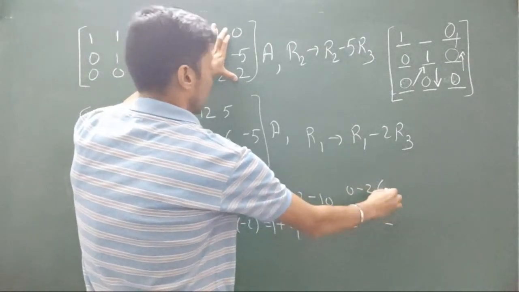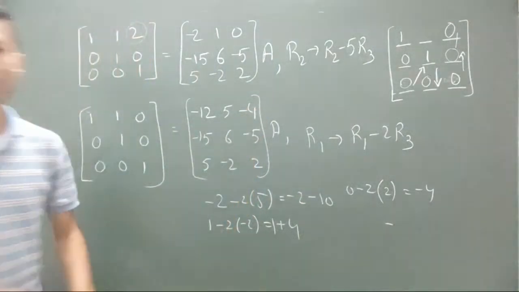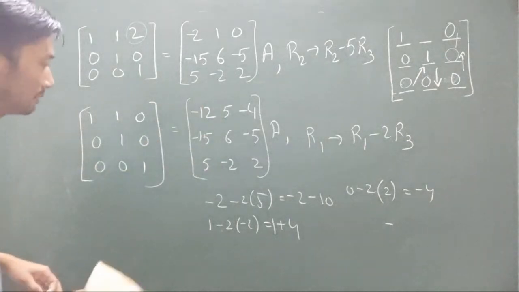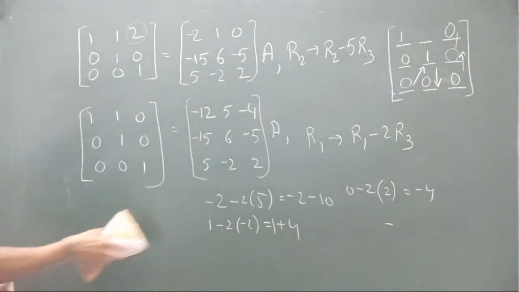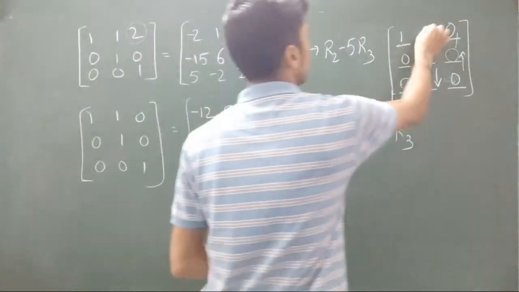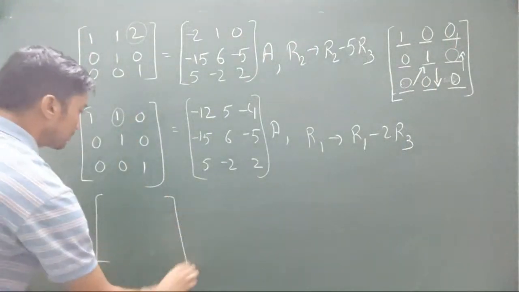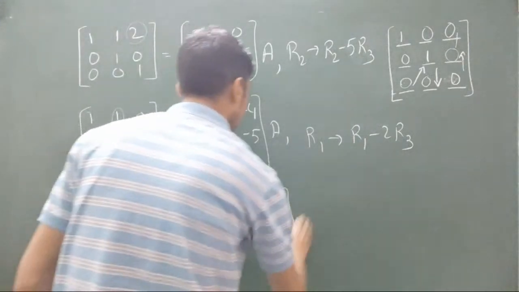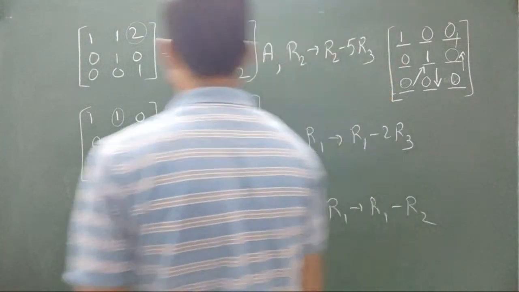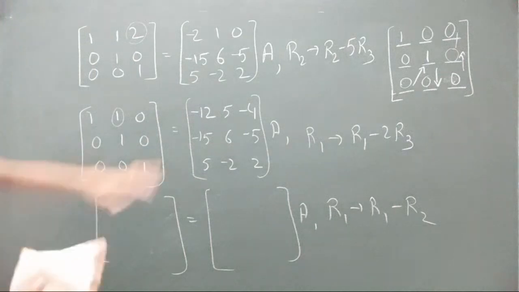0 minus 2 times R3, so minus 4. Let's hope that we're not making any mistake here. I cannot go back and check the other steps. So finally, we come to this to be 0. That will be R1 as R1 minus R2. I hope this is alright.